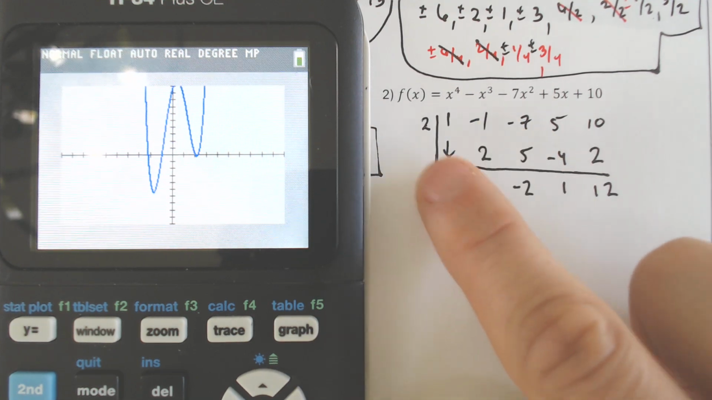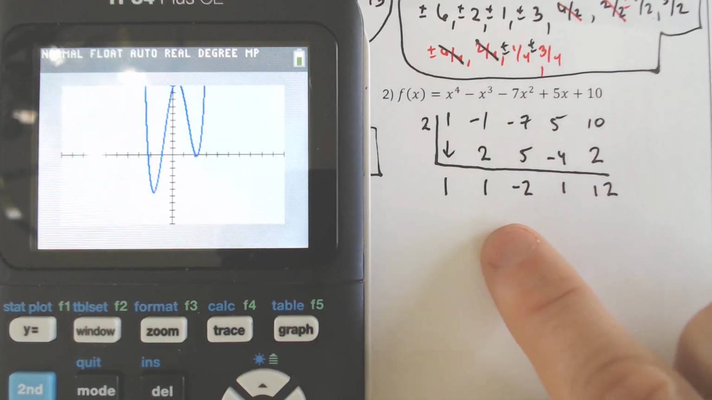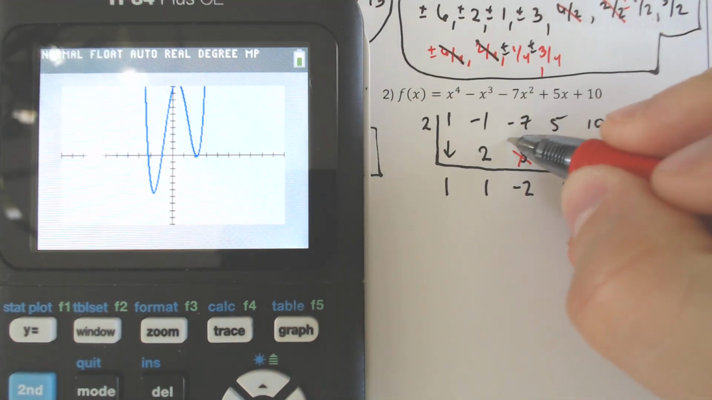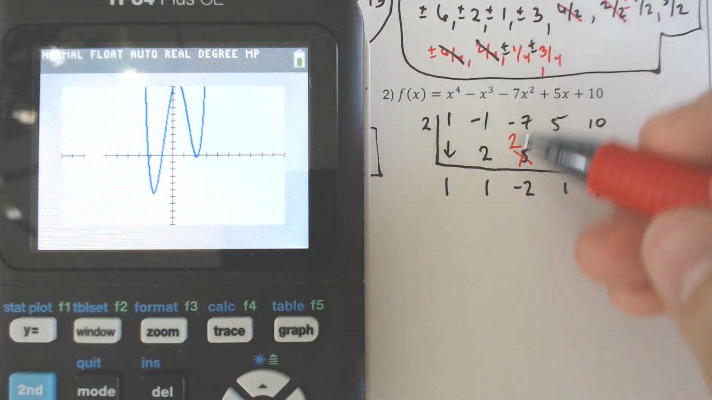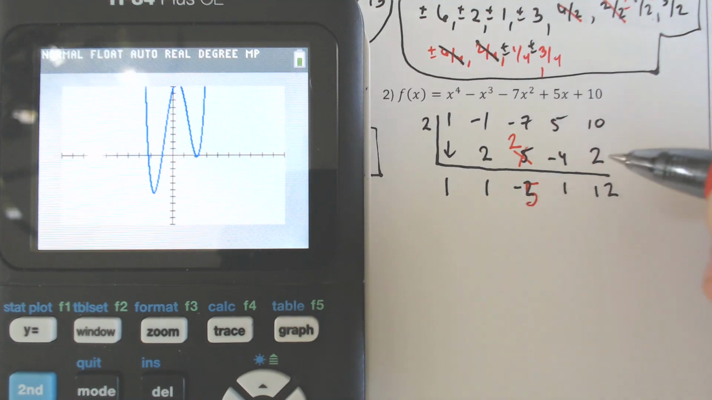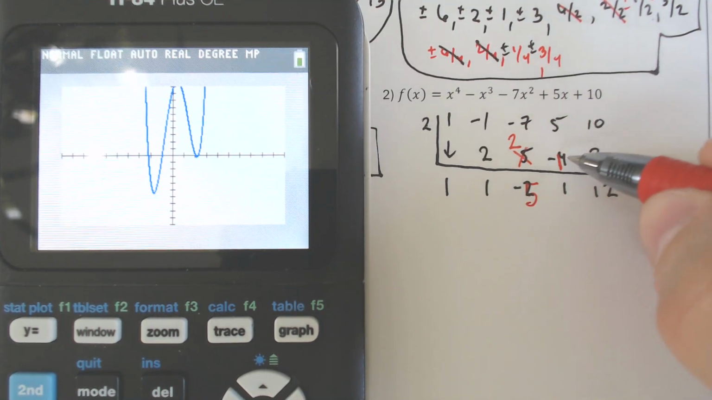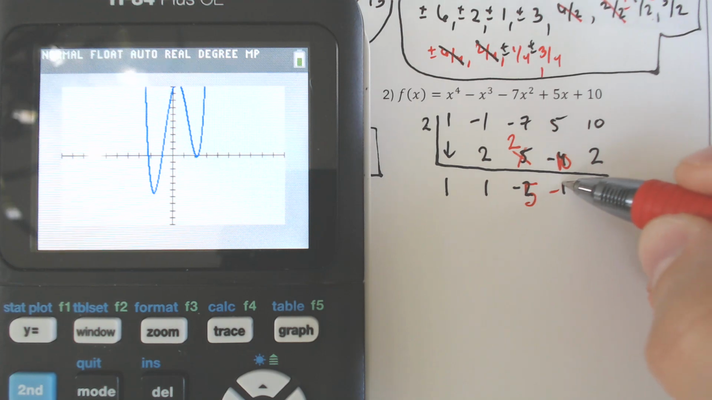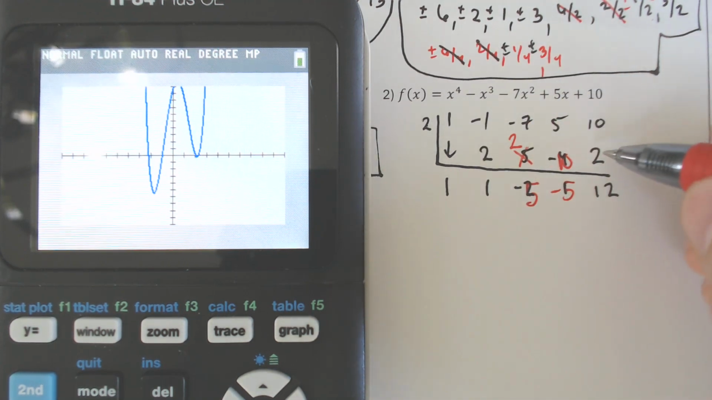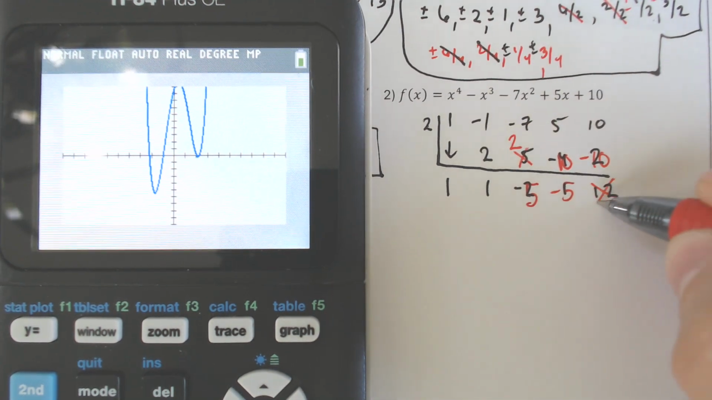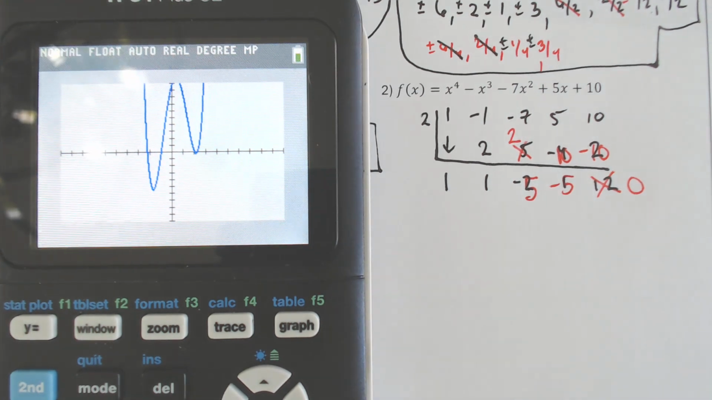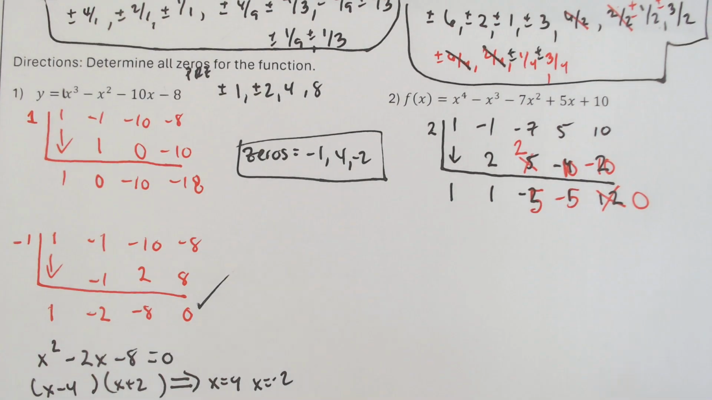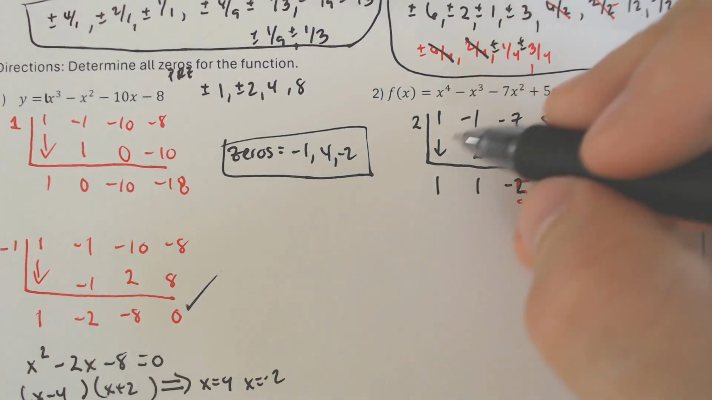Bring down the 1, multiply, we get 2, add, we get 1, multiply, we get, oh, that's why. 2 times 1 is not 5, that is 2. Add straight down, you're going to get negative 5, multiply, negative 10, add straight down, negative 5 again, multiply, we get negative 10, and 0. Phew! That was a big mess up, I am sorry. Okay, so 2 does work, I thought it would.